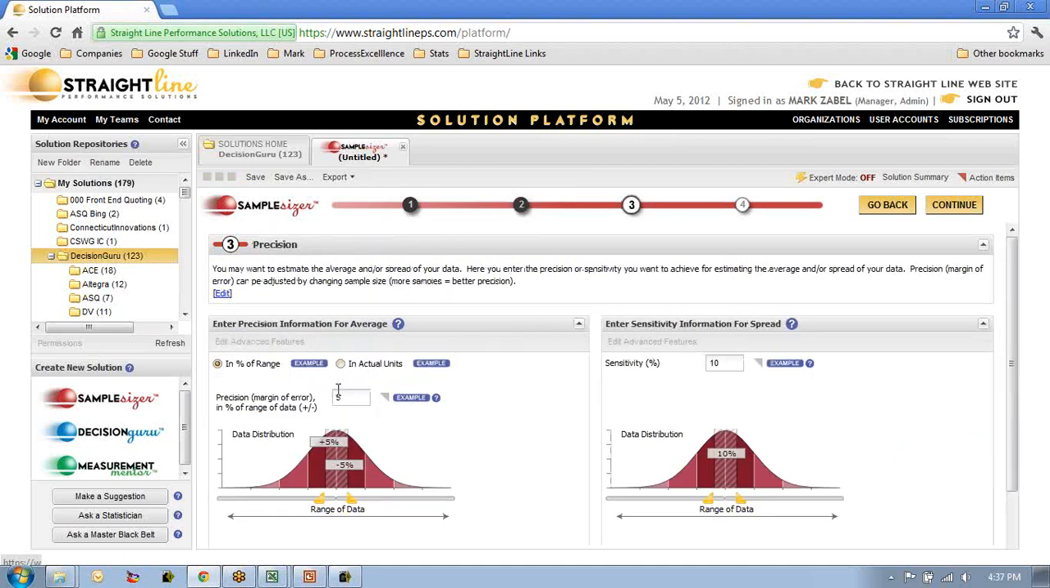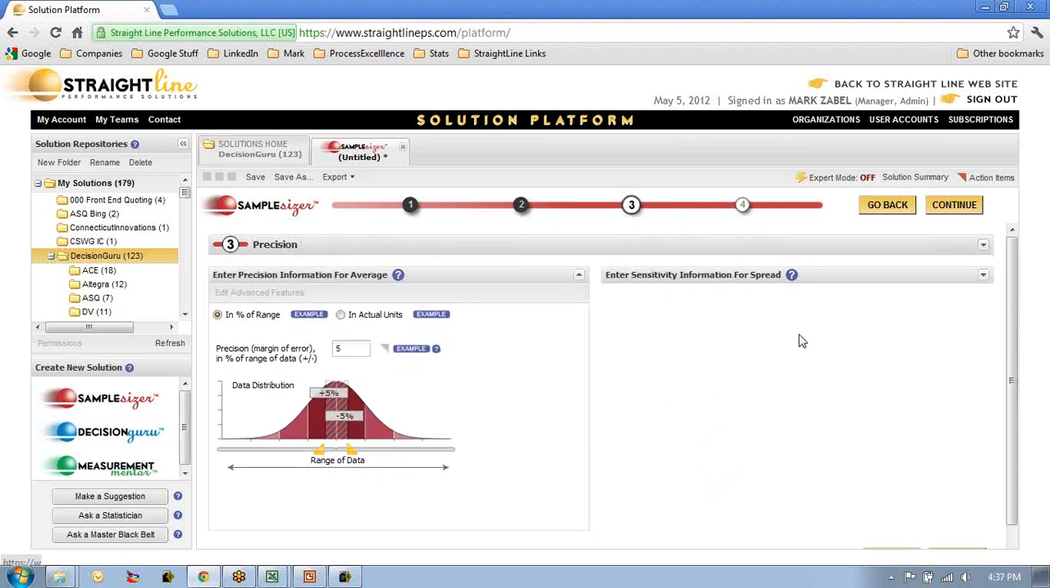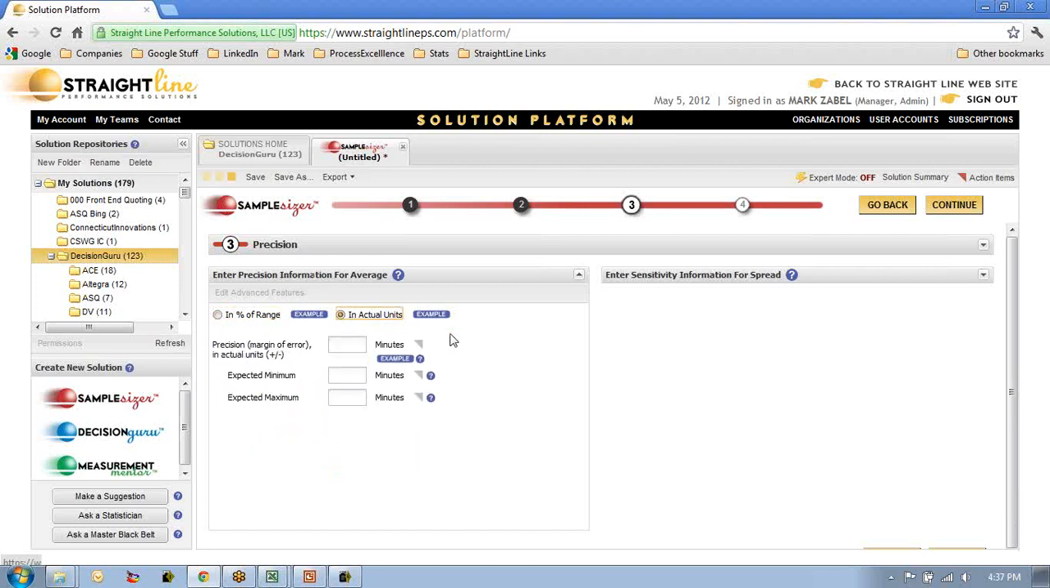And then let's say that we're only really interested in the average. Let's forget about this sensitivity, which is kind of the spread, if we're interested in the variance or the standard deviation. Sample Sizer will let you do it in percentage of range, but let's suppose we had something specific in mind, and we wanted a plus or minus 2-minute margin of error. And we didn't know what the standard deviation was, which is fine.